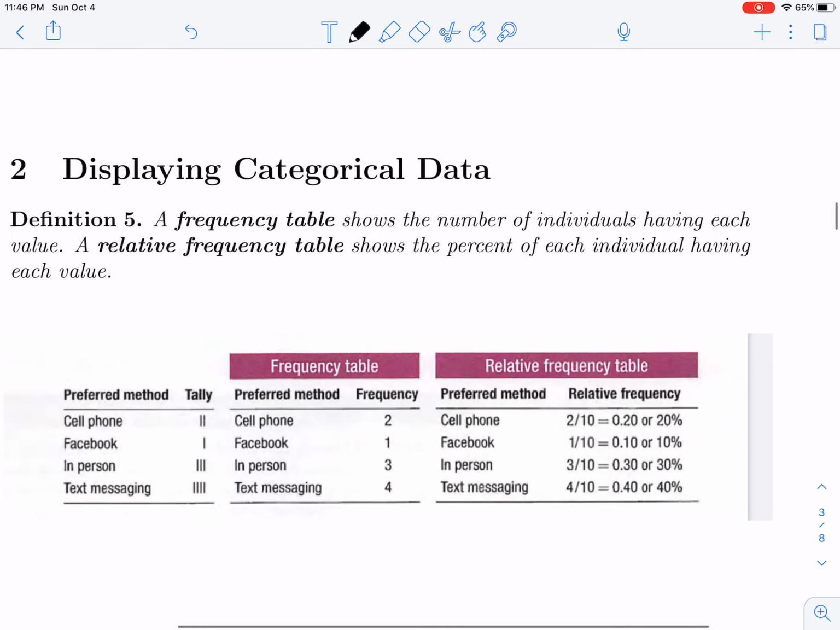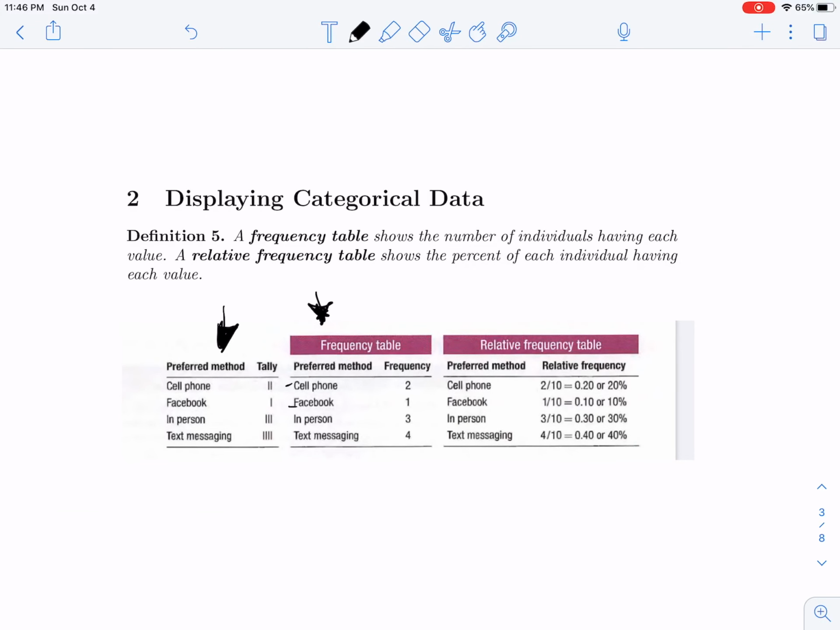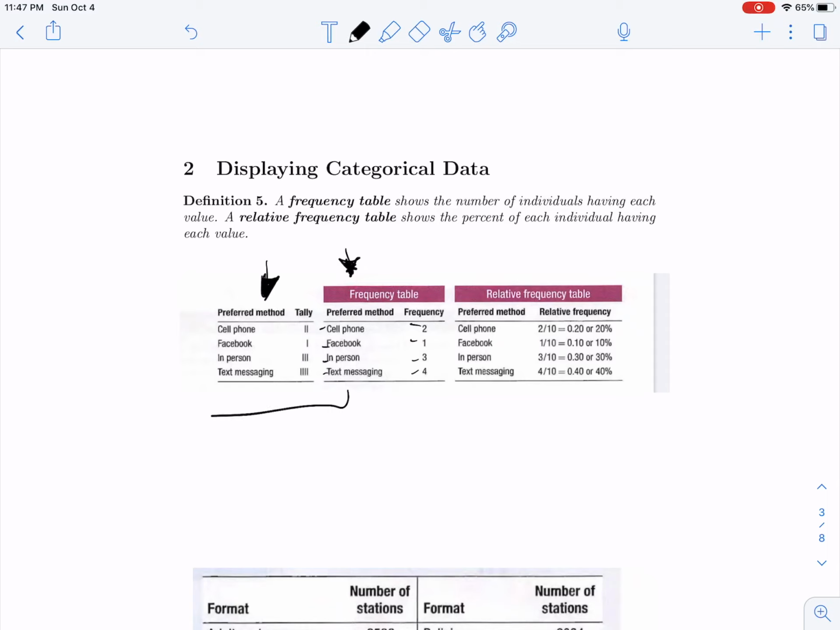So what's important here to note is that this is the data being collected, right? This is a frequency table talking about that data, right? So it just tells us the categories: cell phone, Facebook, in-person, text messaging. Tells us the categories, tells us how frequent each category happens. And often with a frequency table, we make a bar graph. So when we make a bar graph for a frequency table, I need a little more room. We put our preferred methods across the bottom. So we have cell, we have Facebook, we have in person, and we'll go SMS for text.